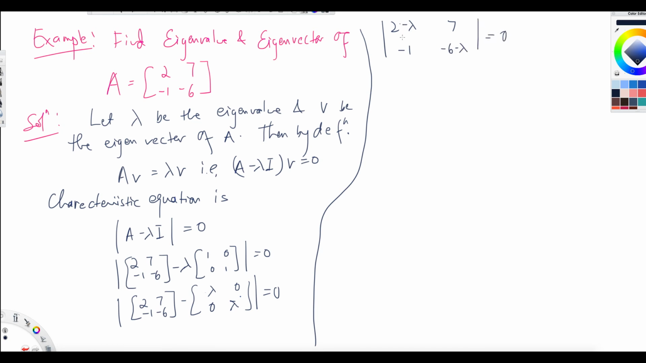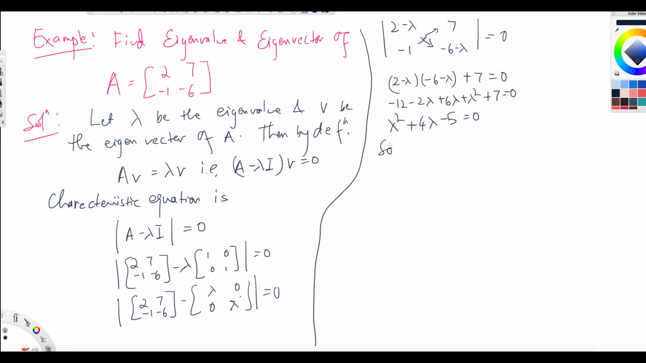Now you write down the determinant of this, right? So you multiply this way, and this one is negative multiplication. So what do you get? You get 2 minus lambda times negative 6 minus lambda, and then plus 7 equals to 0. If you simplify, you will get negative 12, and minus 2 lambda, and then plus 6 lambda, and then plus lambda squared plus 7 equals to 0. So you will get lambda squared plus 4 lambda minus 5 equals to 0.